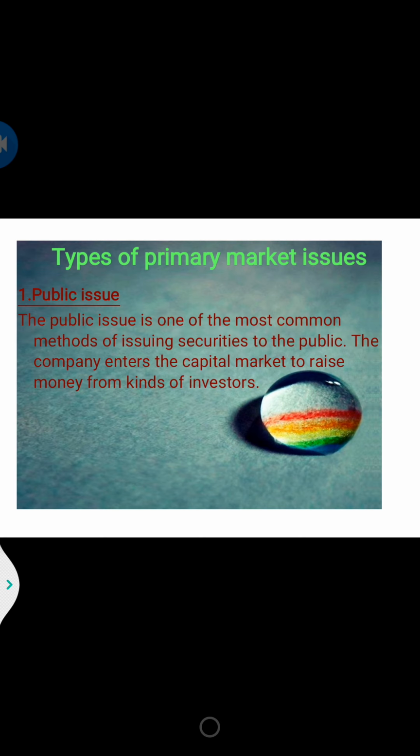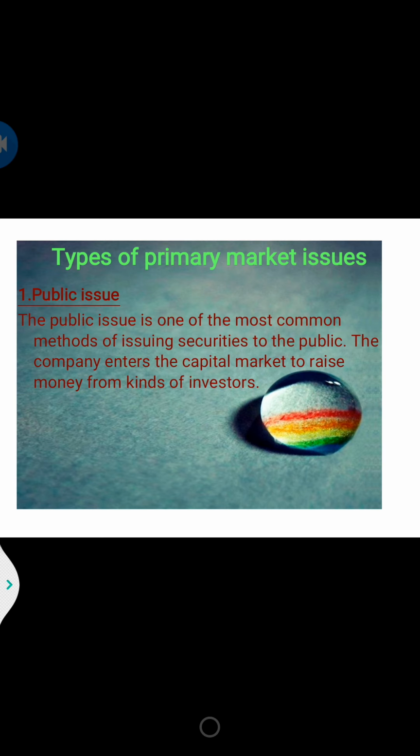So let's study the types of issues which are made in the primary market. The main issues are three: public issue, rights issue, and private placement. Other than that, I'm also going to explain some other methods by which the primary market raises its funds.